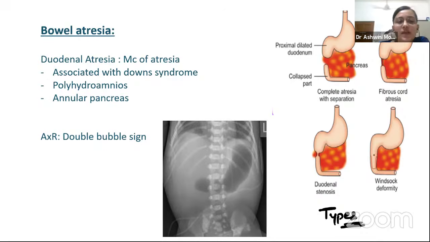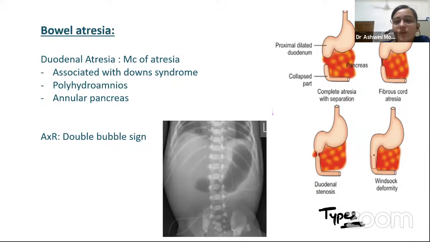So what will you be able to see in the duodenal atresia? There will be the double bubble sign. If atresia is here, one gas of the stomach will be here, one of the duodenum here. Distally it is obstructed. There is atresia. There will be no third gas present. So the double bubble sign will be there. Just two bubbles, two air fluid levels.